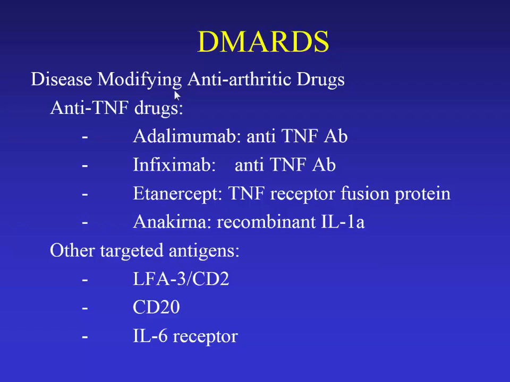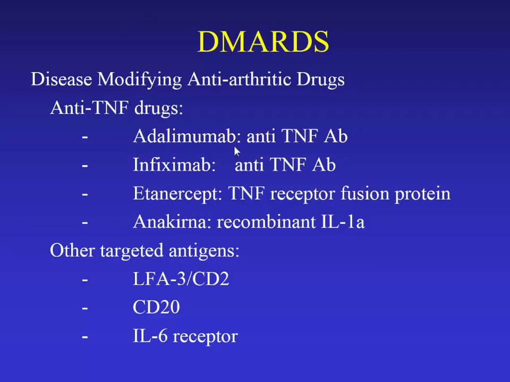And basically the pathway that these DMARDs are acting on is the tumor necrosis factor pathway. So tumor necrosis factor is one of the most important cytokines. IL-1, IL-6, and TNF are the most important cytokines in mediating the arthritic response. And the drugs that are on the market include these four. There actually are a few more, but these are kind of prototype drugs.